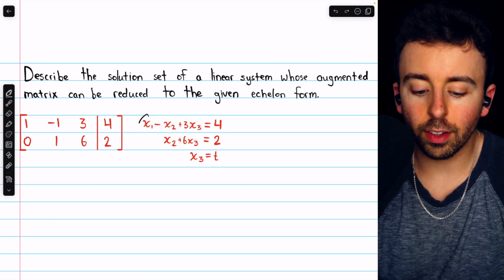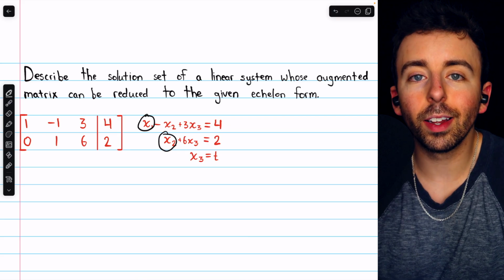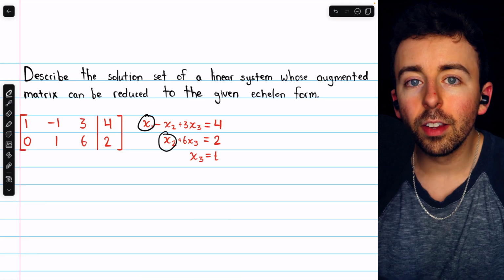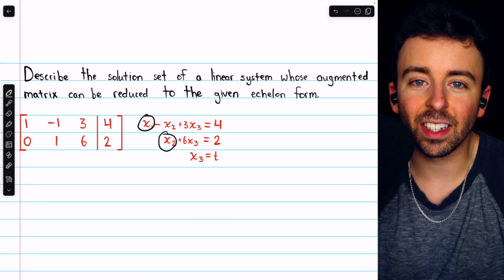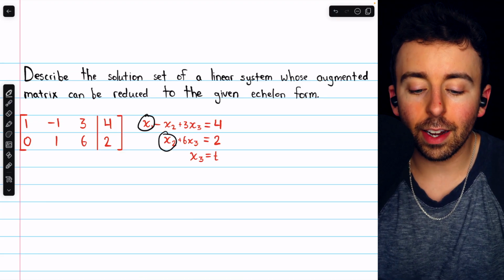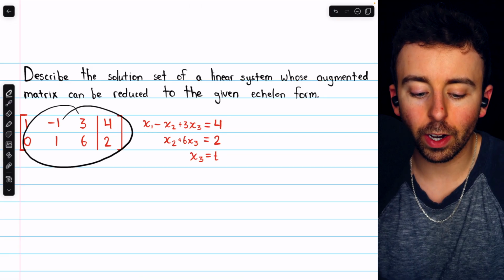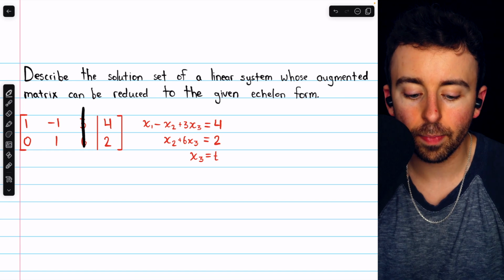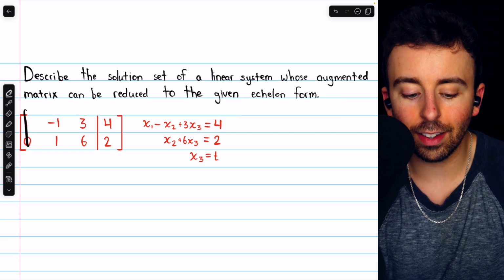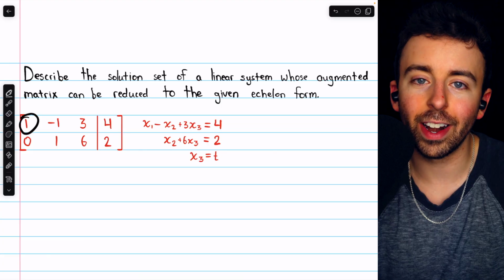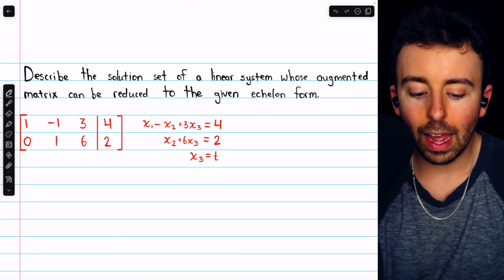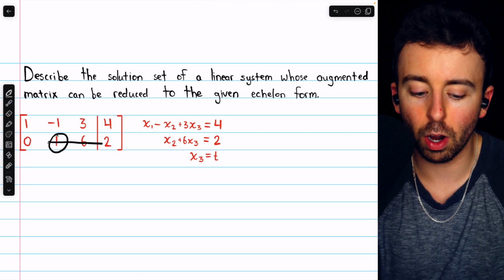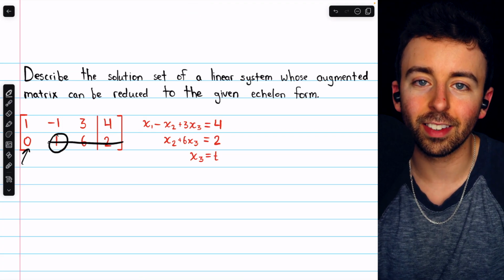In these two equations, x1 and x2 are what we would call leading variables, because they're the variables that appear first. So x3 is not a leading variable in this system, and that's indicated to us in the matrix because column 3 does not have a leading 1. We see that column 1 does have a leading 1, that's a 1 at the front of its row, and column 2 also has a leading 1. This 1 is at the front of its row. We don't count the 0 because it's 0.